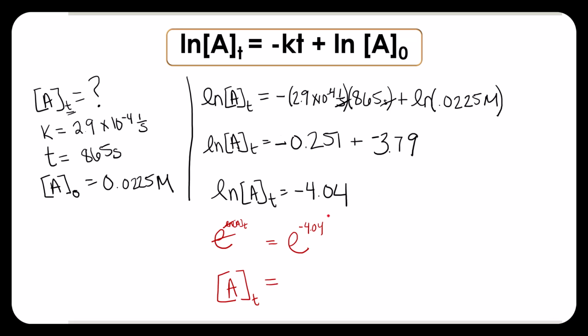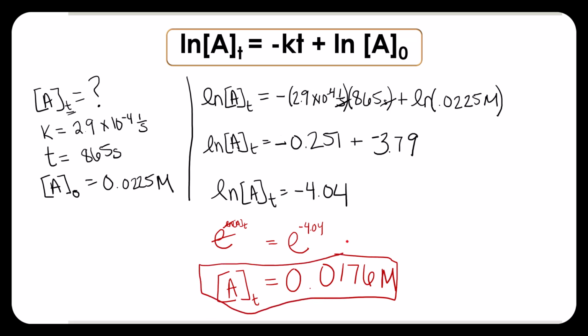I plug the right-hand side into my calculator. So I find my e to the x button. It's typically on the same button as natural log. So second, e to the x, and then I'm going to type in negative 4.04, and it spits out 0.0176. Now this is a concentration, so what is my unit on a concentration? Yep, it's molarity.